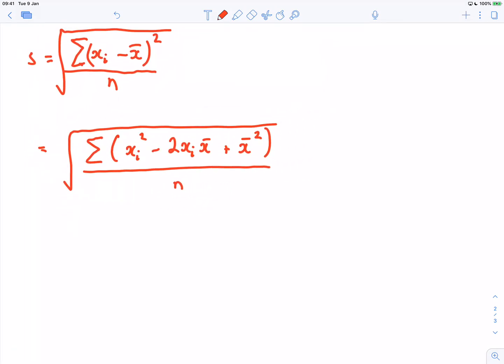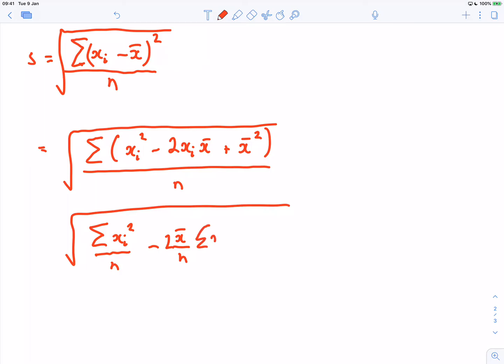Well, we can sum up the individual things and that will be okay. So this will be the square root of the sum of xi squared over n minus, now x bar is just a constant, so we can take that out as a constant. This is going to be 2 x bar over n lots of the sum of xi. And then plus the sum of x bar squared over n, like so.